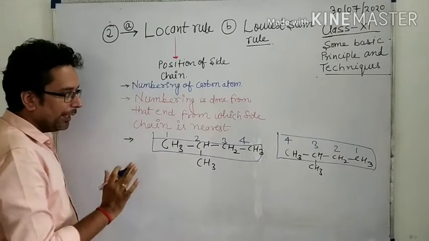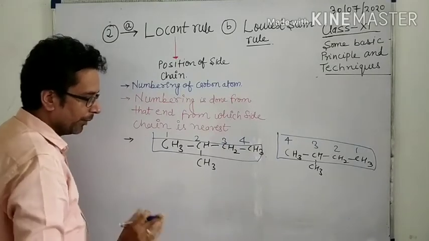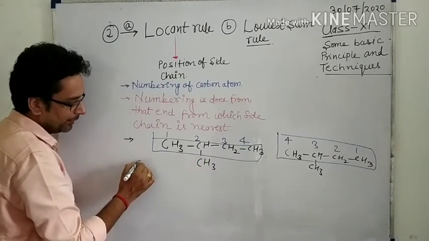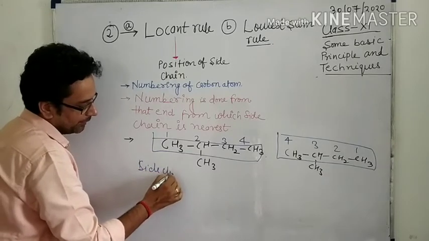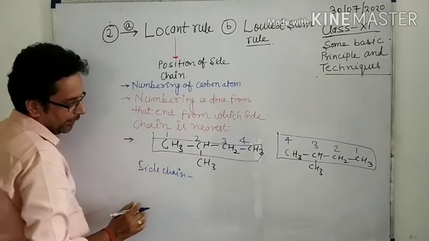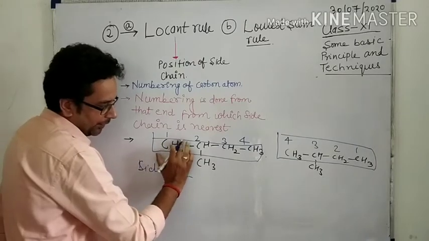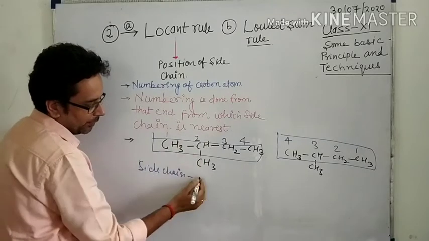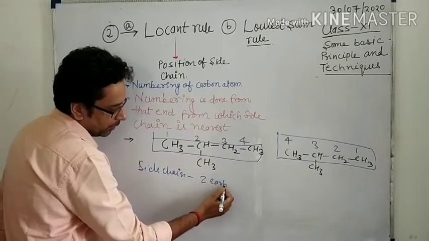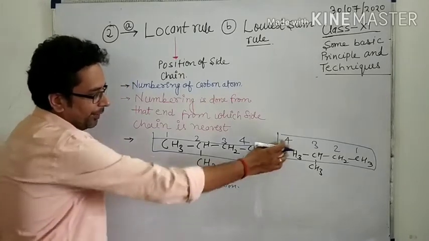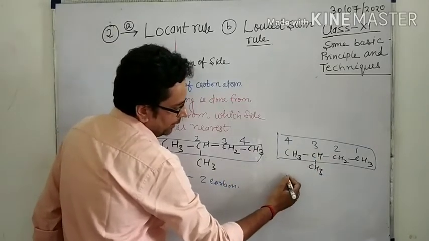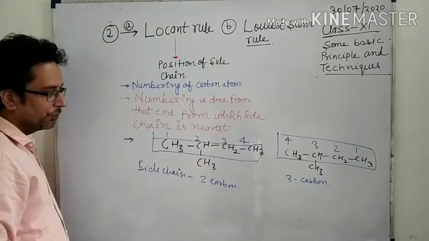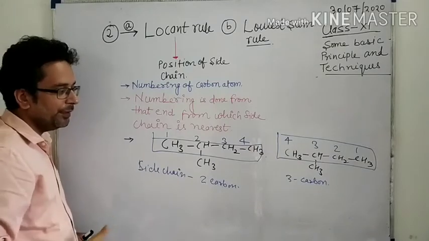Now according to the second rule, look here, in this structure, this is the side chain, the position of the side chain. The longest chain is 4 carbons and the side chain is attached to the second carbon. Clear? Now in this structure the position of the side chain is the third carbon. So which one is correct?